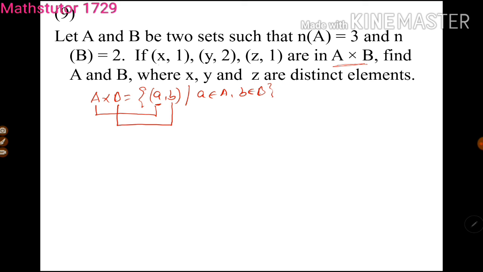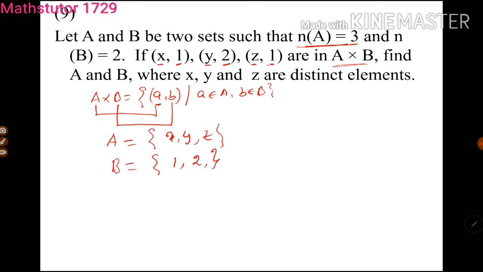So what are the first components? x, y, z belong to the set A. So A is equal to {x, y, z}. How many elements does A have? 3. So the given n(A) is equal to 3, and it verifies. Now the second components should come from the set B. What are the second components? 1, 2, 1. But here 1 occurs two times. So in roster form we should take it one time, no repetition allowed. So B is equal to the set {1, 2}.